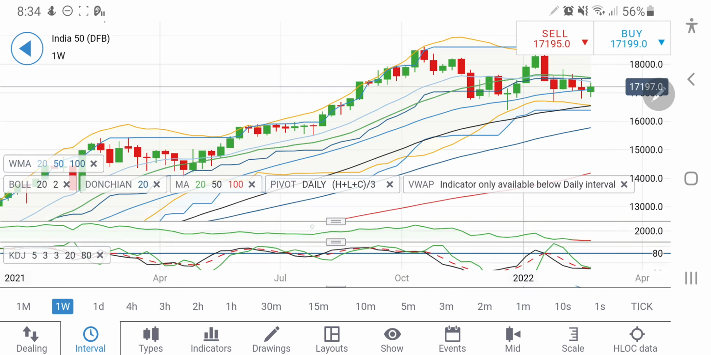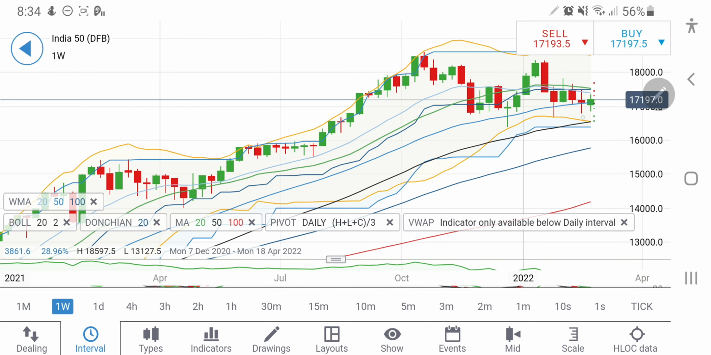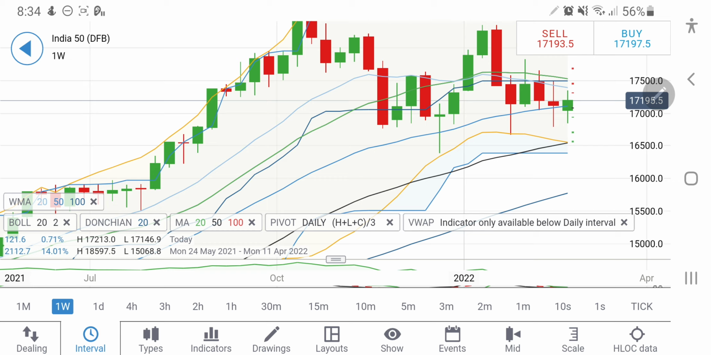On the weekly charts, let's have a look. On the weekly charts, the candle is still green, and potentially, yes, it has got its resistance at 17,350 levels. Beyond that only I will recommend you to stay long for the rest of the week.